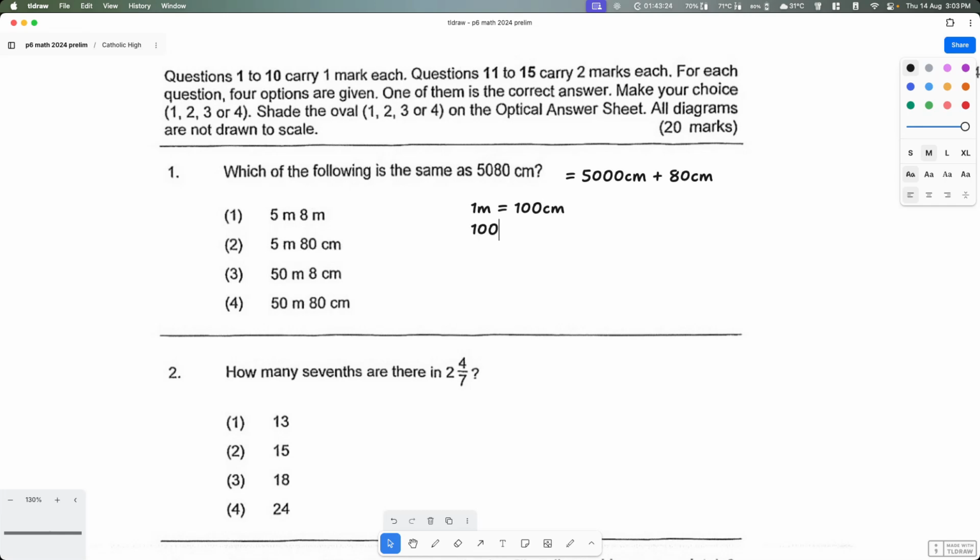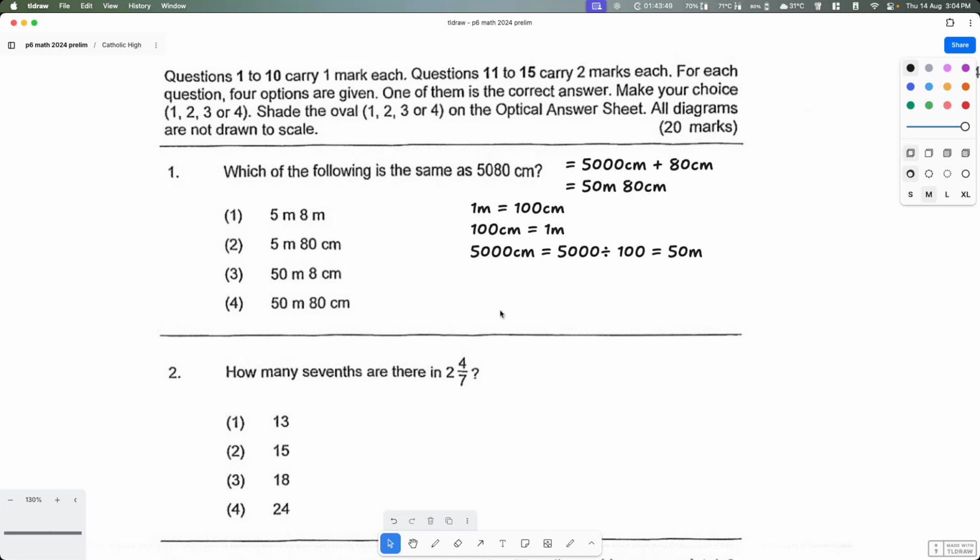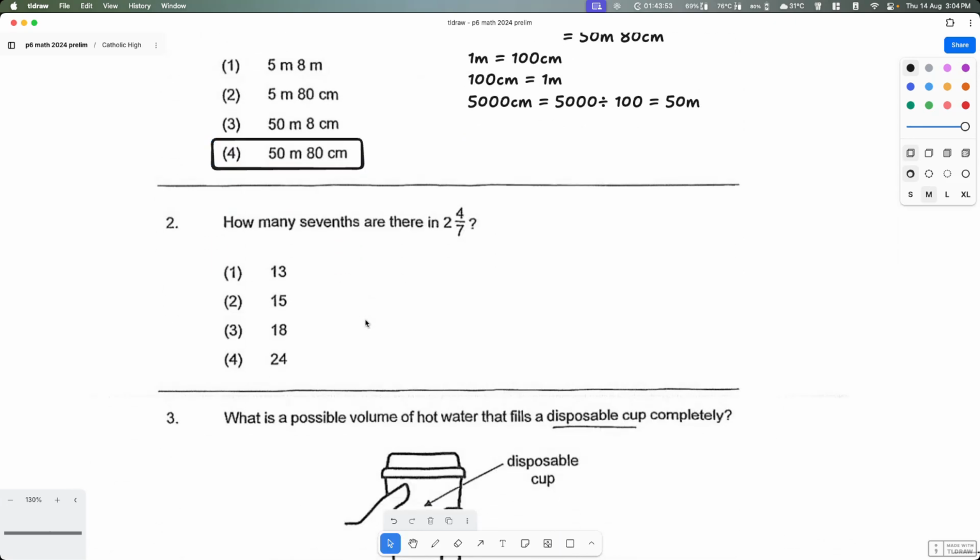So if 100 centimeters is equal to 1 meter, then 5,000 centimeters divided by 100 will be 50 meters. So this will then become 50 meters 80 centimeters. That means the answer to this is option number 4. Okay, let's move on to question number 2.